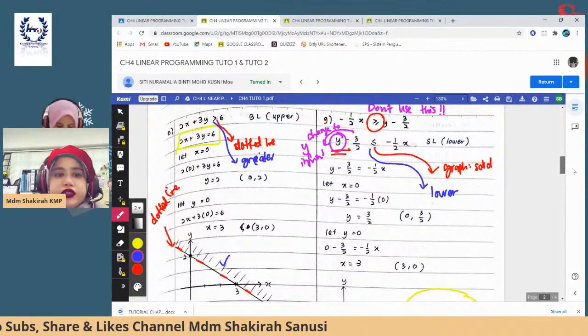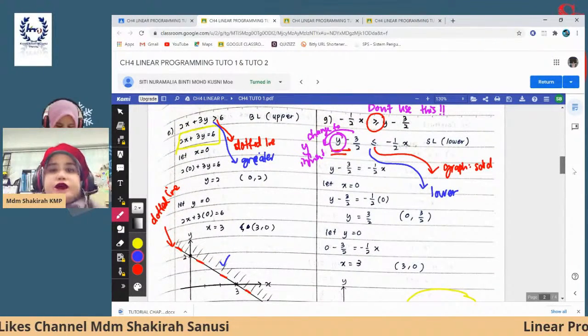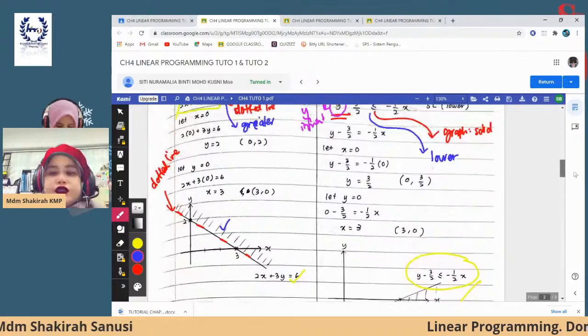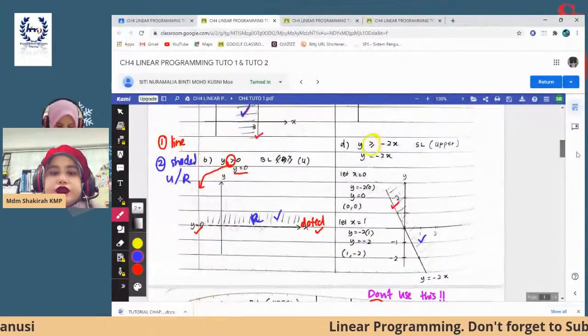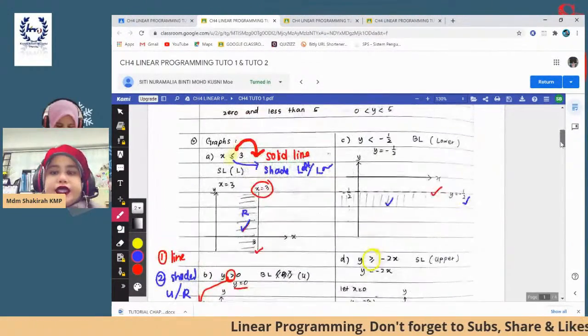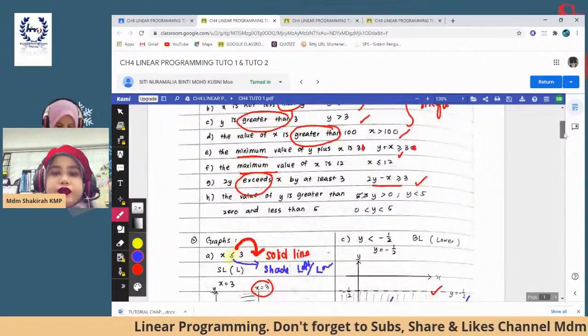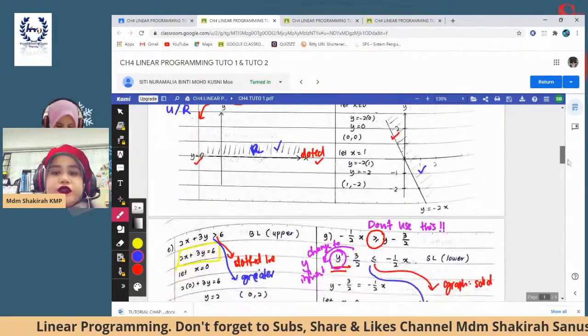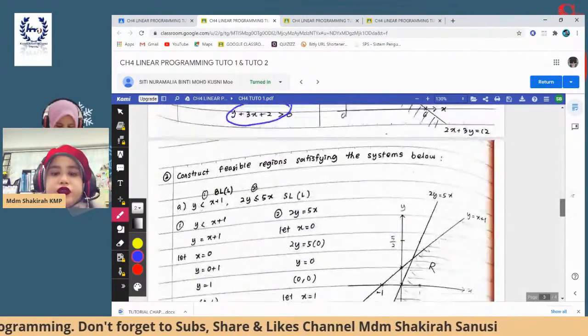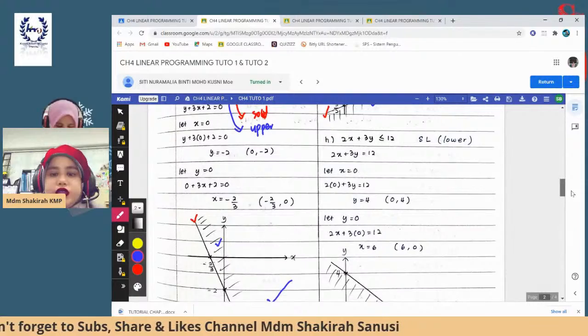Yang ni, soalan E ni kena betulkan. Dia bukan solid line, dia adalah dotted line. Okay, this is masih very simple part. Okay, but it is very important in order for us to go further for this chapter. Okay, let's look at question H.